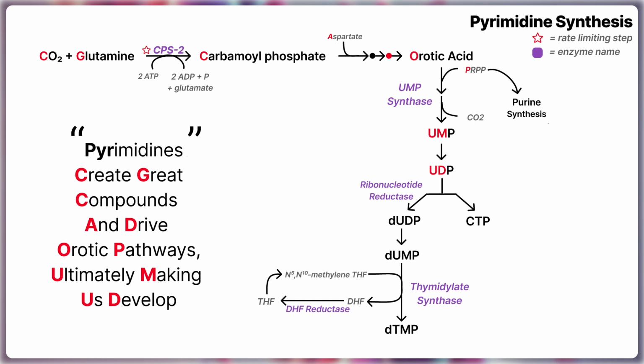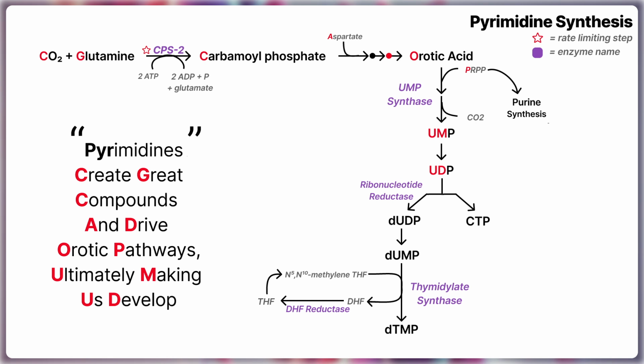Now, for the last three nucleotides that are not included in the mnemonic, specifically dUDP, dUMP, and dTMP, to memorize them, just recite them like a rhythm or a song. These three nucleotides all start with a D and sound similar, which makes them very easy to remember when you say them all together. Now you're probably wondering, okay, well, I can memorize the intermediates with the help of the mnemonic, but what about the enzyme names?